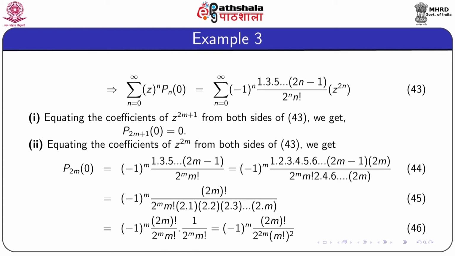And if you simplify this, you will be getting (-1)^m (2m)! divided by 2^m m! into 2^m m!, which is given in equation number 49. And after simple simplification, we get (-1)^m (2m)! divided by 2^m (m!) squared, which is needed in the proof of part 2.